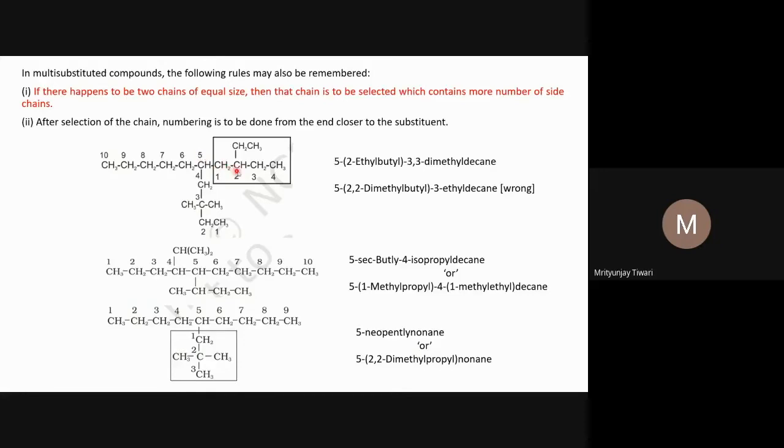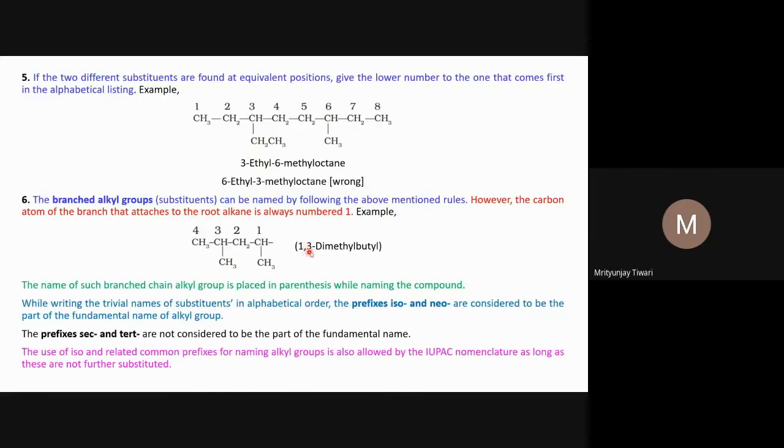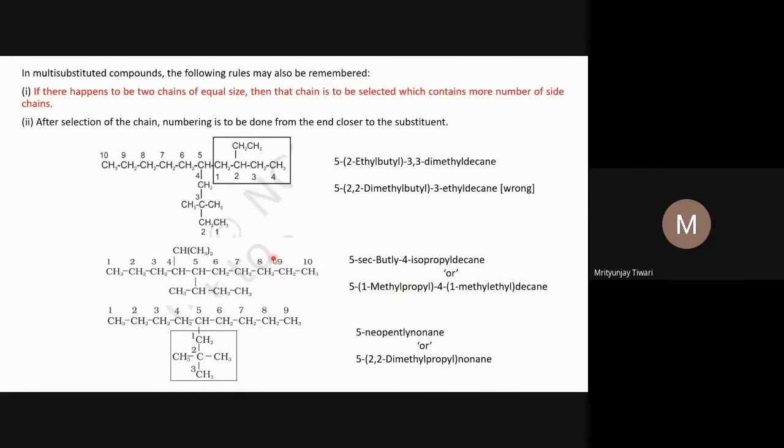So this is 5, and then in this branched chain at the second position there is one ethyl group. The branched alkyl group has a branching. So 5, then dash, then in parentheses, what is the substituent? This substituent is 2-ethyl butyl. After 5, this 2-ethyl butyl, as I explained earlier with 1,3-dimethyl butyl, the entire name of this branched alkyl group will be in parentheses.